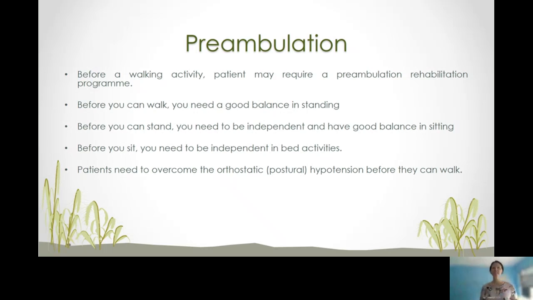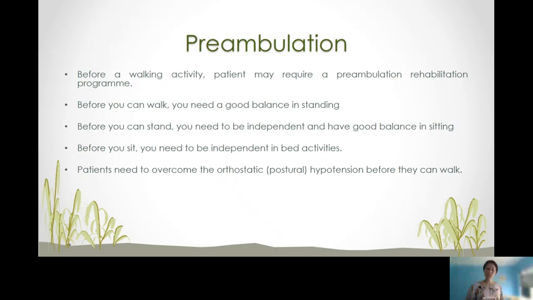Before they sit, they need to be independent in bed. So it's that progression of activities. If they are independent in rolling in bed, moving up, lying to sitting, sitting over the side of the bed, then only can you sit. If they have good sitting balance, sufficient and strong and not dizzy, can you then allow them to stand up?